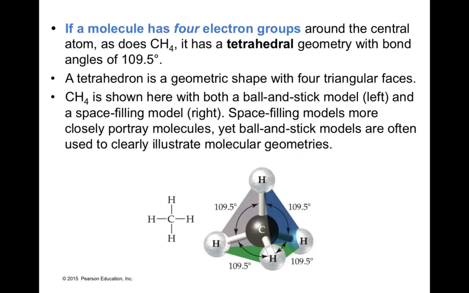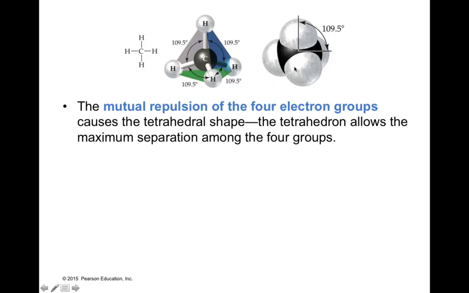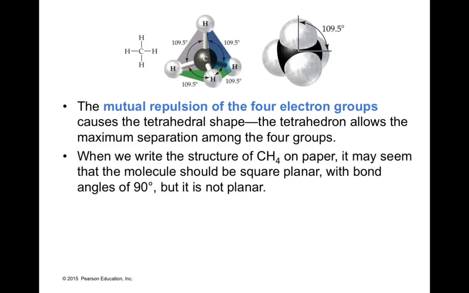The ball and stick models are often used to clearly illustrate molecular geometry. So here we have the ball and stick model, and the next one is the space filling model. Even though it doesn't matter which model you use, the angle between the bonds is always going to be 109.5. The mutual repulsion of the four electron groups causes the tetrahedral shape. The tetrahedron allows the maximum separation among the four groups. When we write the structure of CH4 on paper, it may seem that the molecule should be square planar with bond angles of 90 degrees, but it's not planar, it's tetrahedral.